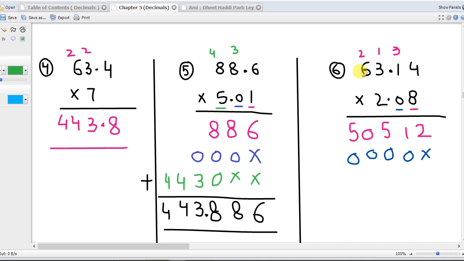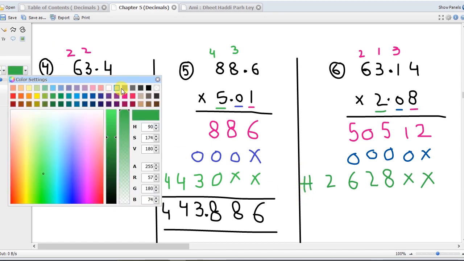Okay. Next is, now we have to multiply this 6314 with this 2. Since the place value of this 2 is 100, we have to start writing our answer from the 100. So 2 times 4 is 8. 1 times 2 is 2. 3 times 2 is 6. 6 times 2 is 12. Now we simply need to add all of these numbers.